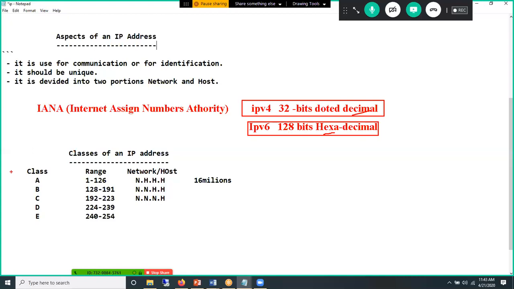So when INA came to the market, as I told you, they never realized that in future the internet would become so popular. But after some time, after releasing IPv4, they started running short of IP addresses. Now, if somebody wants to connect to the internet, they must have an IP so that they are able to communicate anywhere in the world. But INA doesn't have IP addresses left to provide.